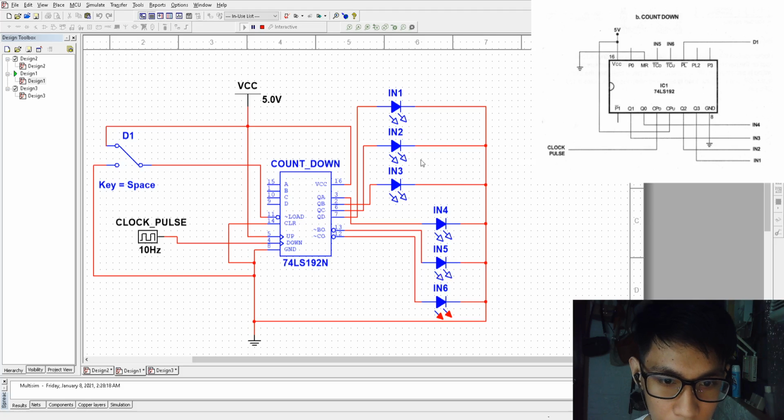Then if all of in 1, in 2, in 3, in 4, as you can see, in 5 will turn off. If in 1, in 2, in 3, in 4 are at logic level 0, in 5 will become logic level 0.